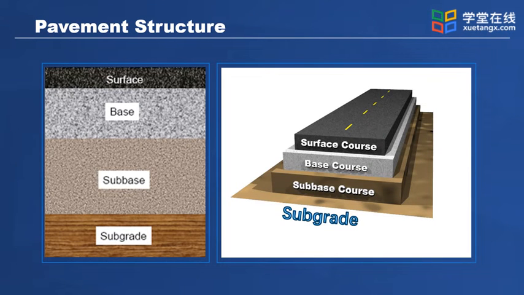At the beginning, again, I would like to let you take a look at the typical structure of a pavement: surface, base, subbase, and subgrade. And this is for the asphalt pavement. For the concrete pavement, it could be a little different.